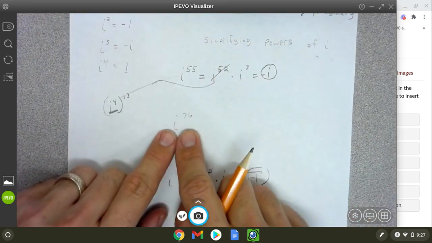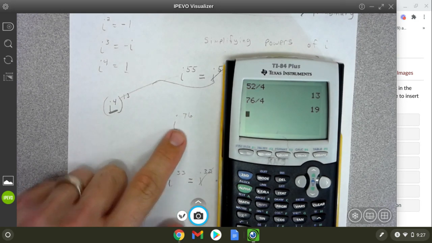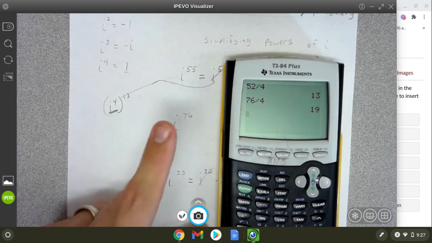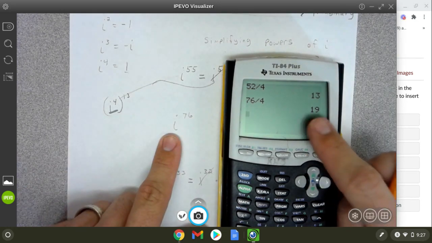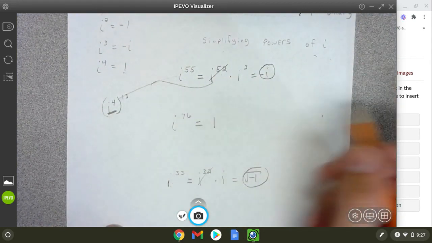Now this one, 76, actually divides evenly by 4. And so what you have is i to the fourth, i to the fourth, i to the fourth, 19 times. So you really just wind up with a lot of ones.